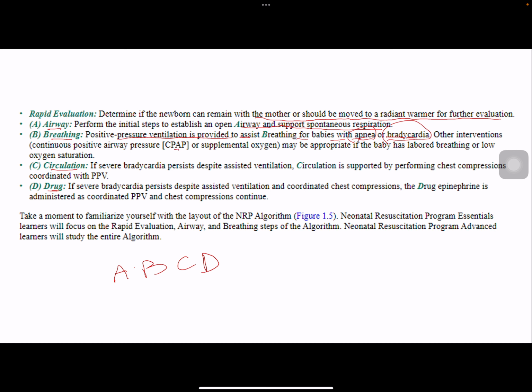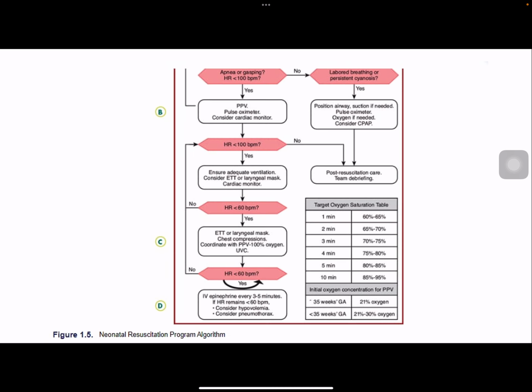Other interventions like CPAP or supplemental oxygen may be appropriate if the baby has labored breathing or low oxygen saturation. So this is the target for the oxygen saturation, depending on what time the baby was delivered. So 1 minute is 60 to 65, 2 minutes 65 to 70, 3 minutes 70 to 75, 4 minutes 75 to 80, and 5 minutes is 80 to 85.